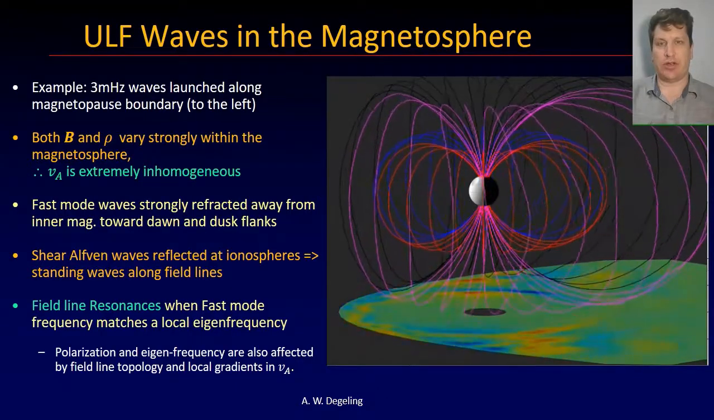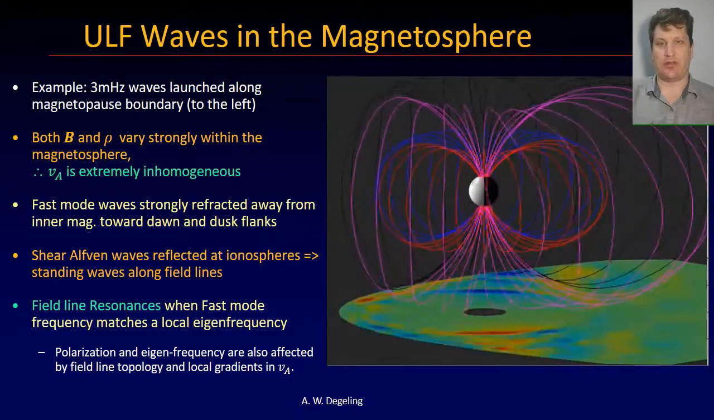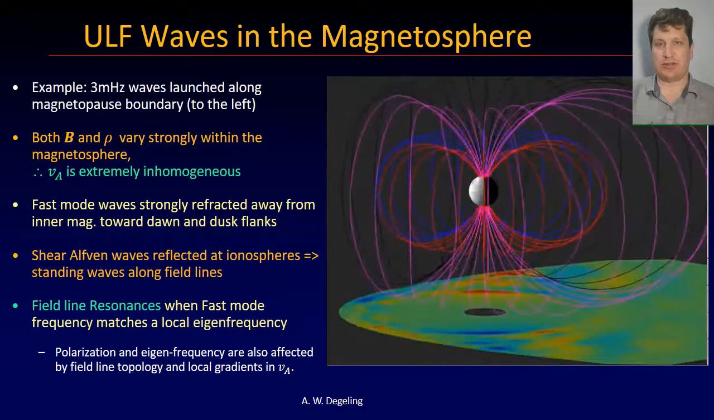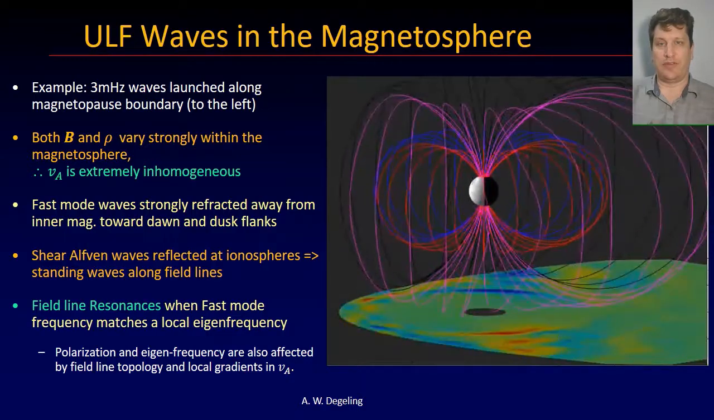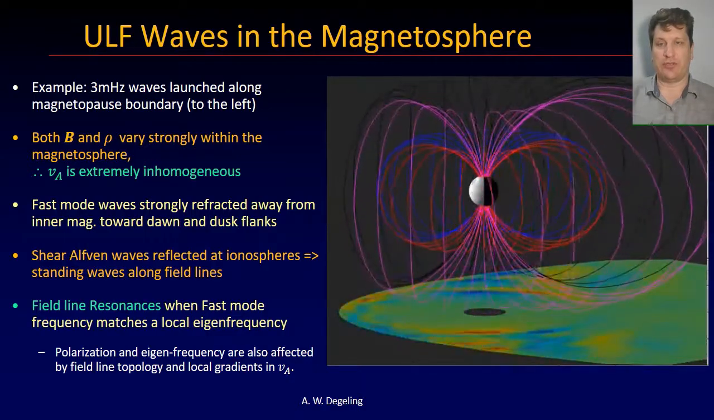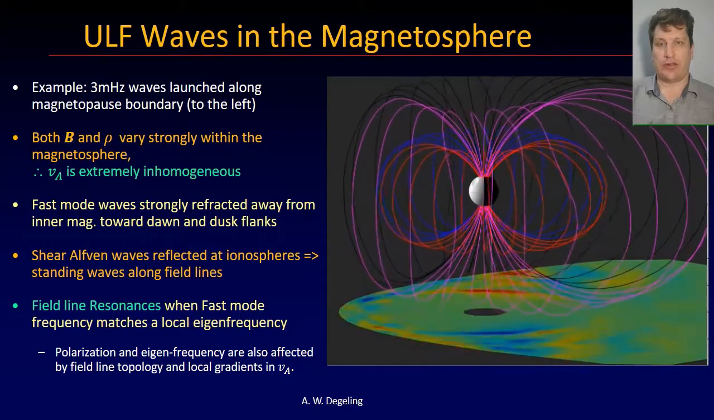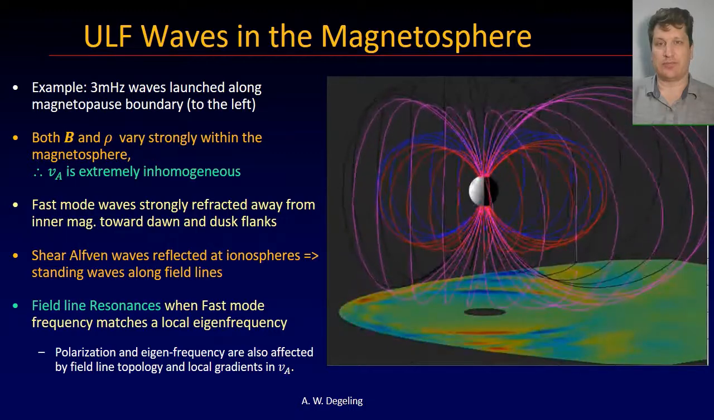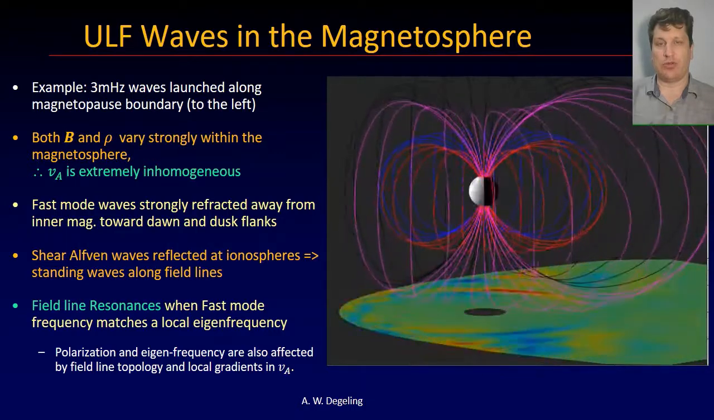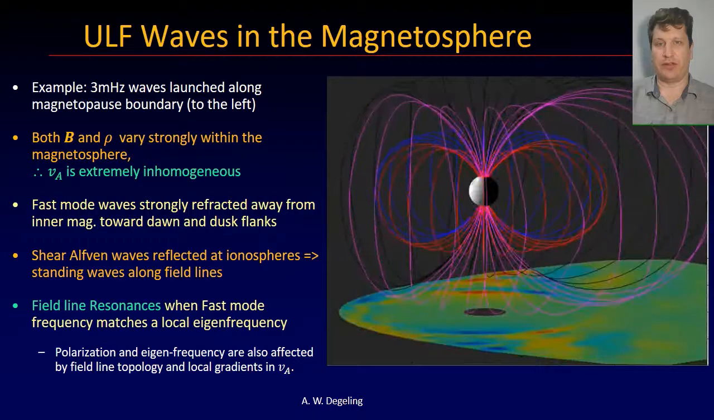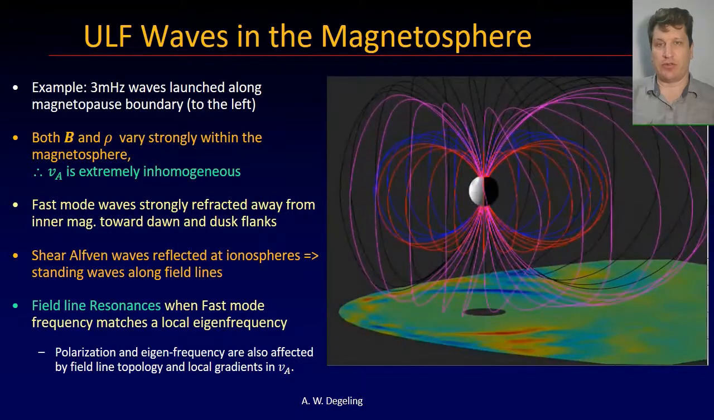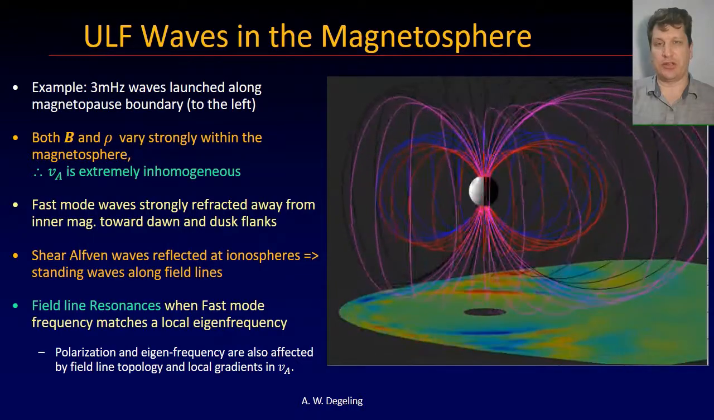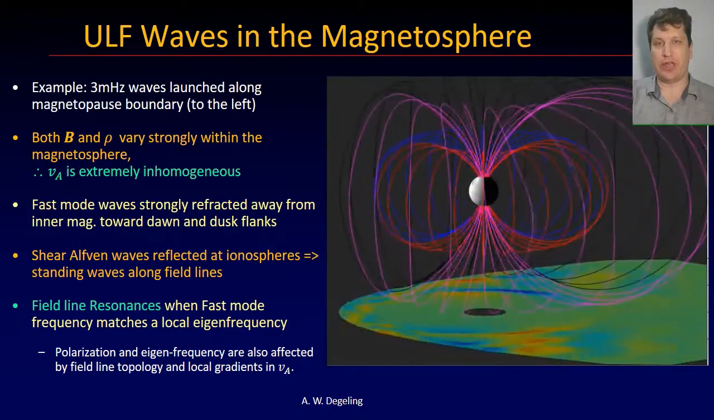Lastly, I'd like to show an example simulation of ULF waves in the magnetosphere that I've done to put some of these ideas into action. The figure shows the Earth in the middle of the picture with two layers of magnetic field lines drawn out from the surface of the Earth in 3 dimensions. At the bottom of the plot is a map of the radial electric field in the equatorial plane. Waves in this simulation are launched along the magnetopause boundary at a constant frequency of 3 millihertz.